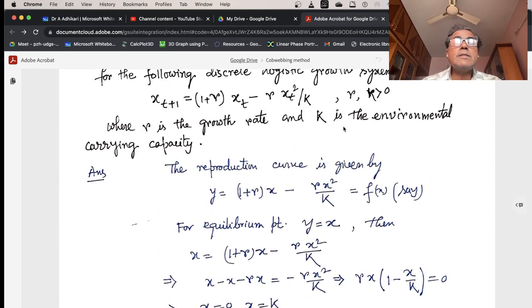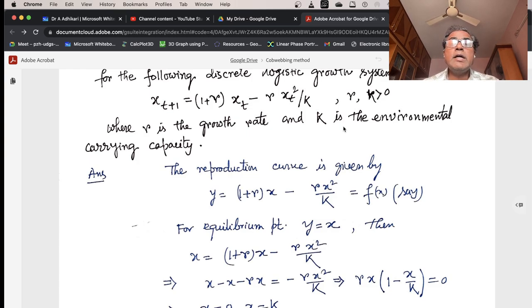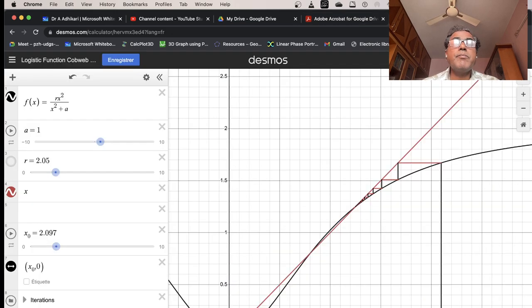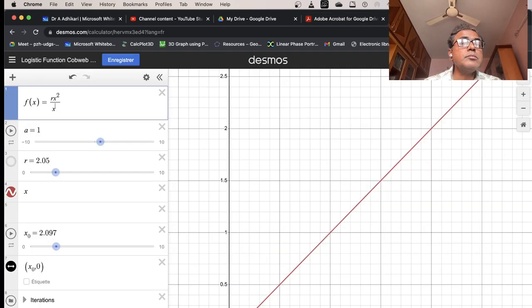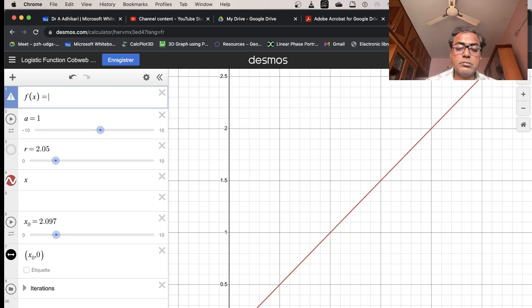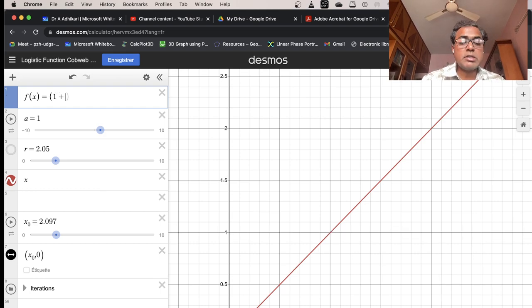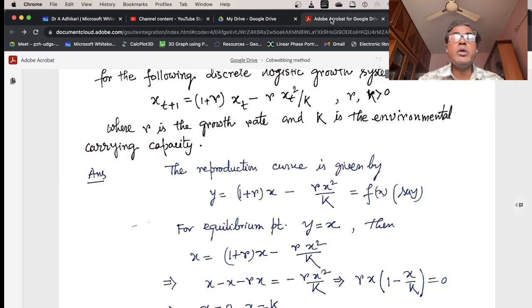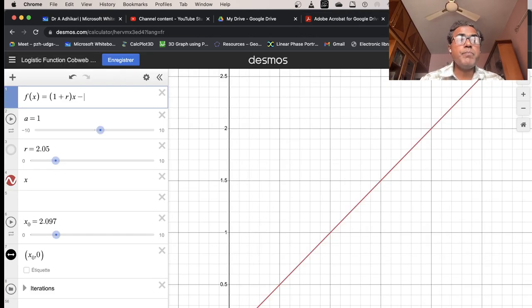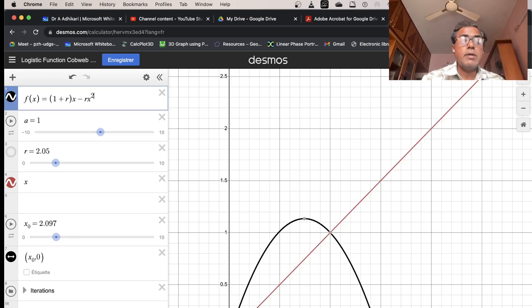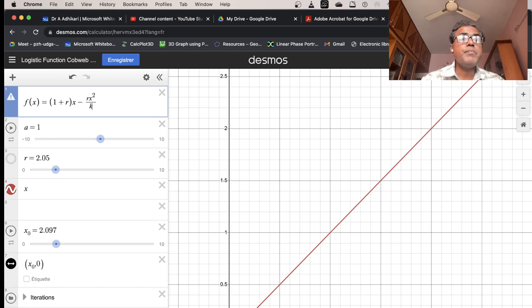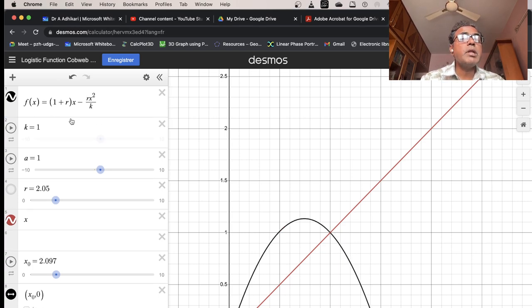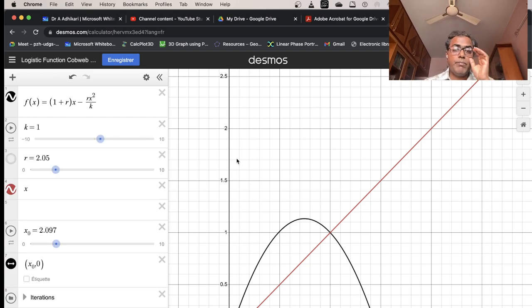So for this curve, one plus r into x minus r x square by k. Here k is a parameter, we delete the parameter a. So we get this equation, is this.